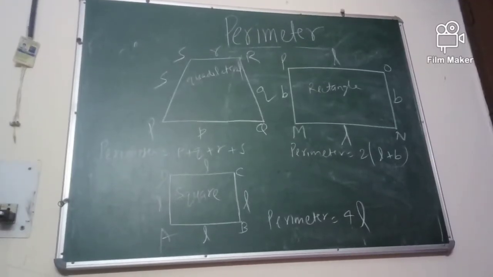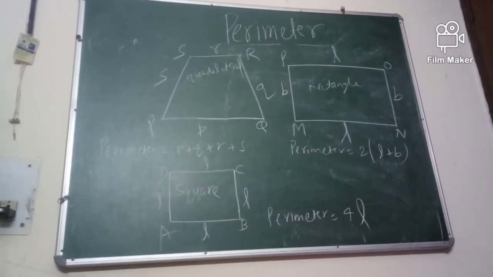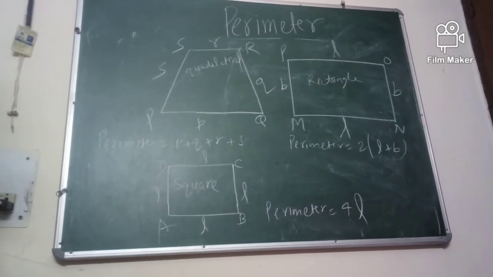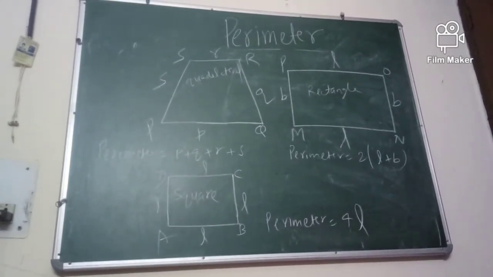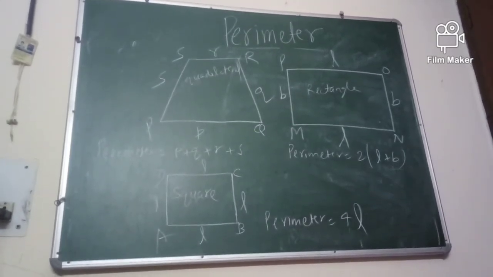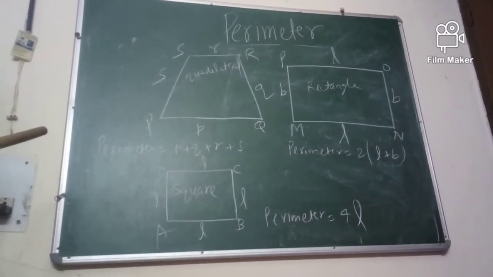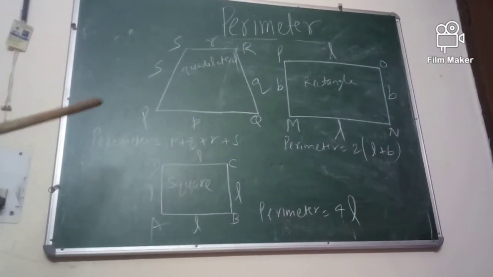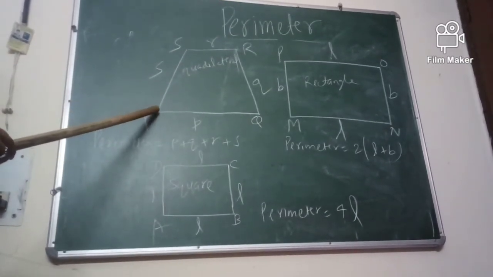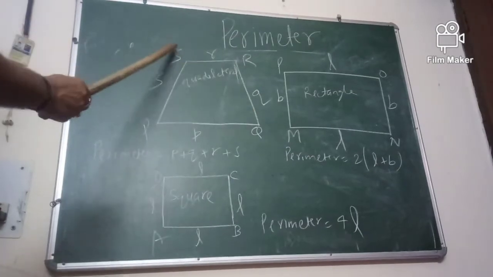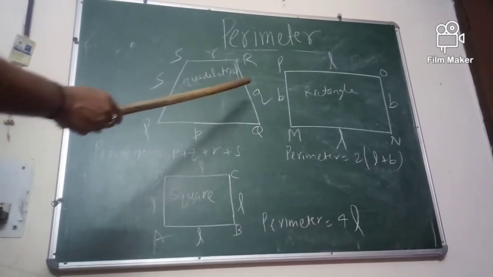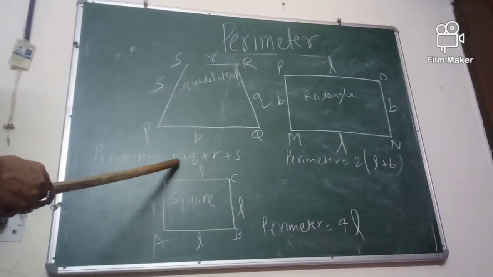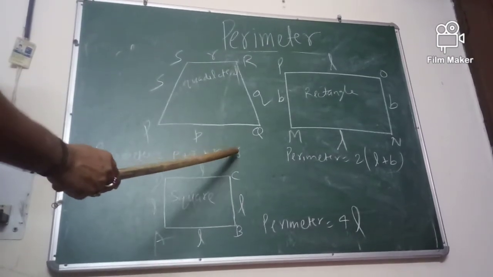Now we will calculate the perimeter of a quadrilateral. A quadrilateral is a shape which has four sides. So for calculating the perimeter, we have to add the lengths of all four sides. Like in this case, this is a quadrilateral PQRS. So we have four sides, P, Q, R and S. We will calculate the perimeter by adding all four, P plus Q plus R plus S.